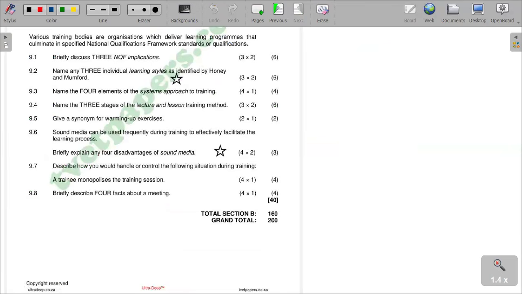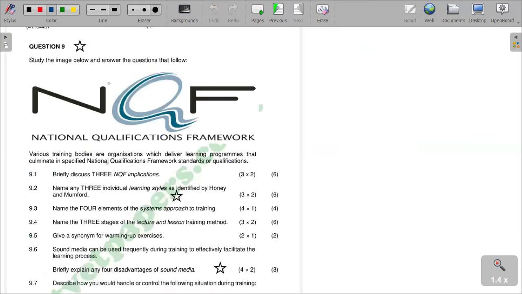The last question. Question 9. Question 9.1. So study the image below and answer the question from the NQF, National Qualifications Framework. Various training bodies are organizations which deliver learning programs that culminate in specified national qualifications framework standards of qualifications.